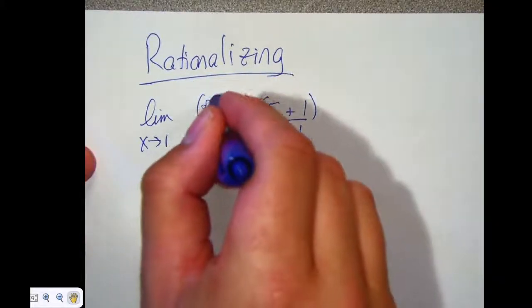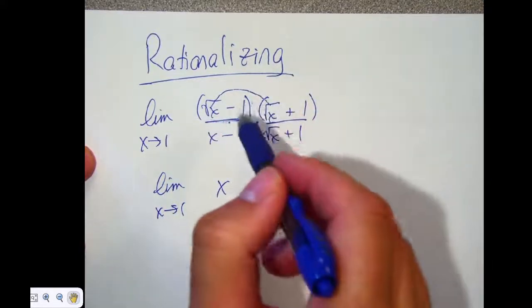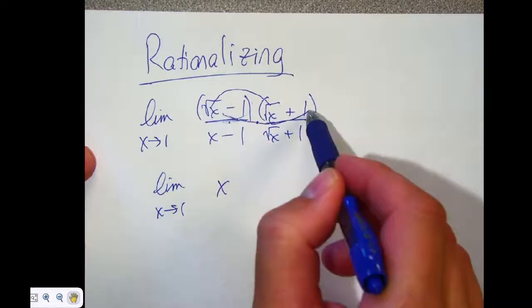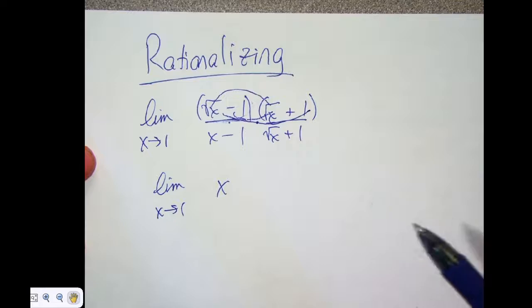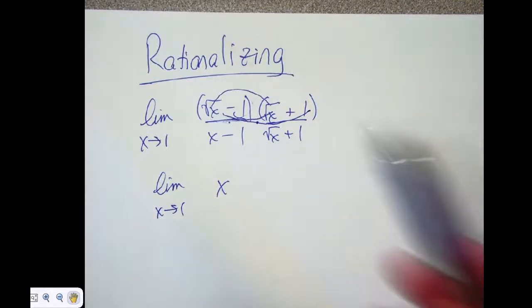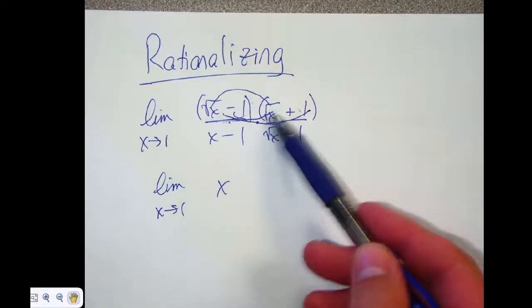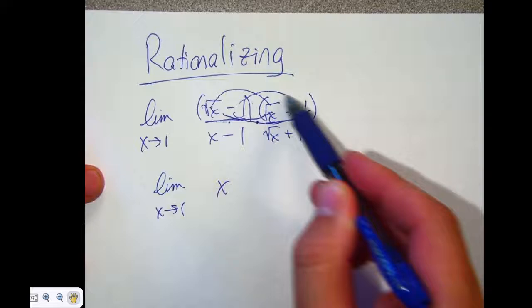So what's the square root of x times the square root of x? X. What's going to happen to the outside, which is 1 times the square root of x, and the inside, which is negative 1 times the square root of x? So they're canceled. That's why we did the conjugate, because we're creating a situation where we get the positive and the negative of the same thing, so they go away. And then what's negative 1 times 1?